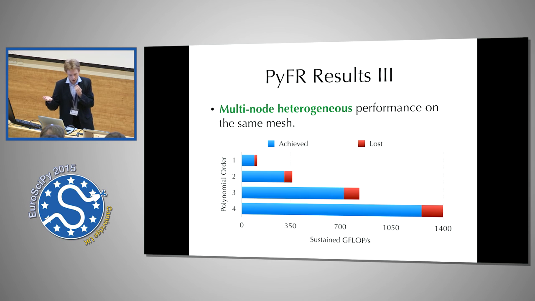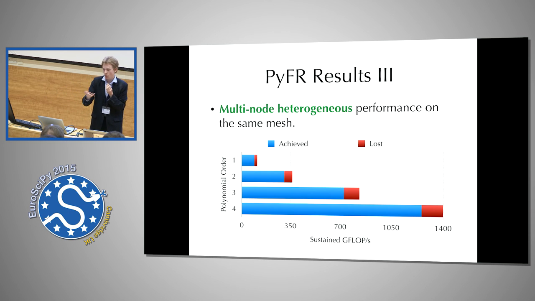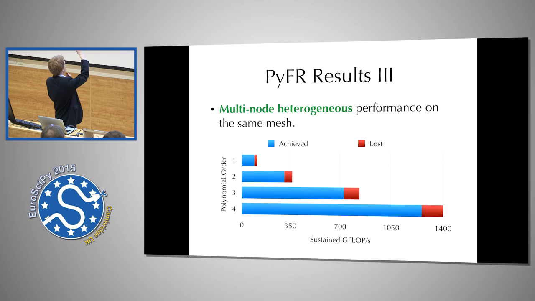Now, being a parallel code, we can take those results, we can decompose our domain into three different chunks, and we can run all three at once. In other words, we can run on the NVIDIA GPU, the AMD GPU, and the Intel CPU, all in parallel, and we can look at the sustained gigaflops here. So what we achieve in PyFR is the blue bar, and what we miss out on because we don't strong scale perfectly and because of overheads is the red bar. In other words, we're running heterogeneously across all of these platforms. So this is one simulation that's been decomposed across all three platforms at the same time.